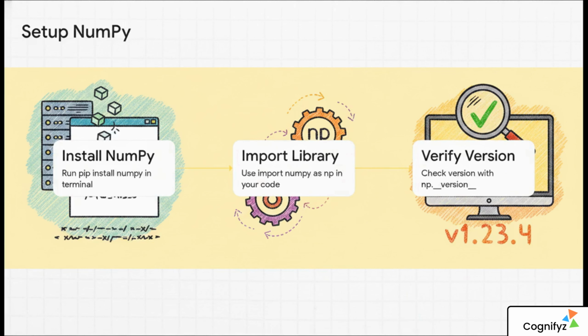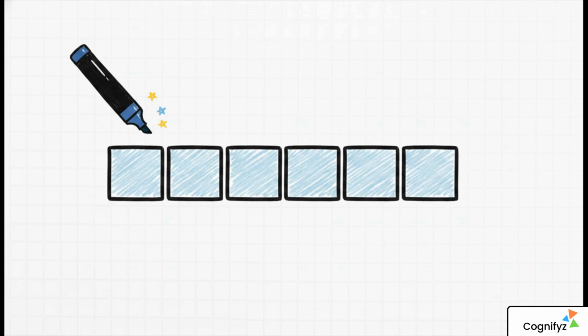Finally, just verify your installation by printing the version using print(np.__version__). Awesome. Once you've got it imported, creating your very first array is incredibly straightforward. Here's a one-dimensional array. You just call np.array and pass in a standard Python list, like 10, 20, 30, 40. I want you to think of a 1D array as just a simple, flat line of data. It's essentially just a single row of numbers.